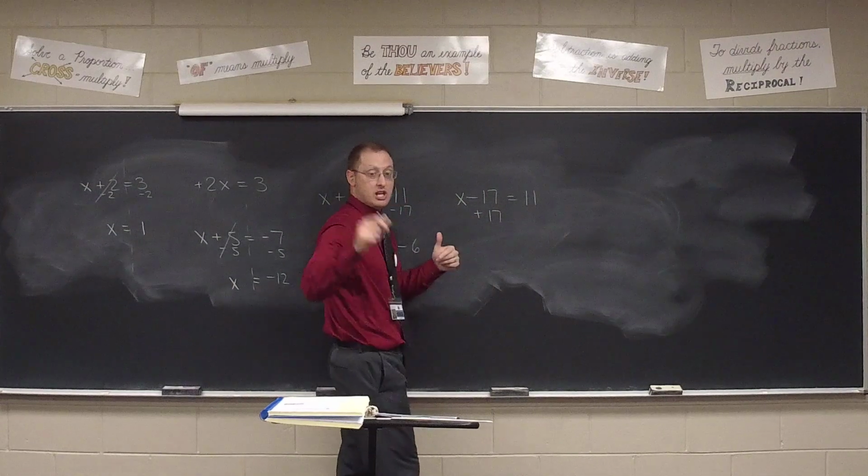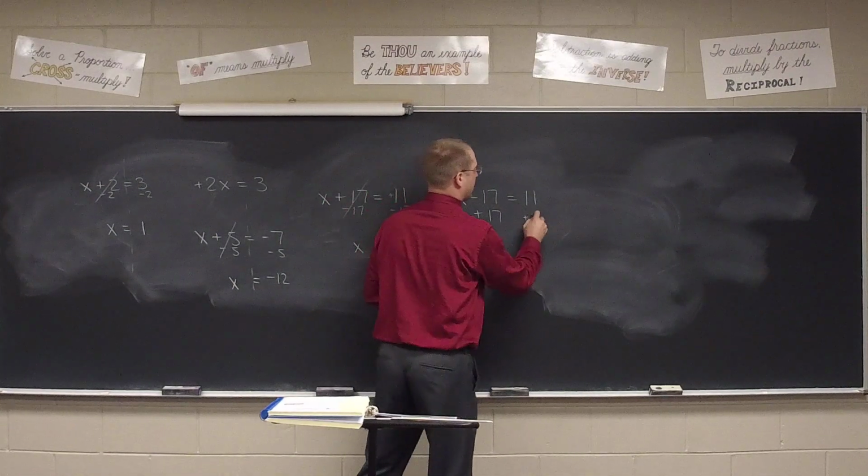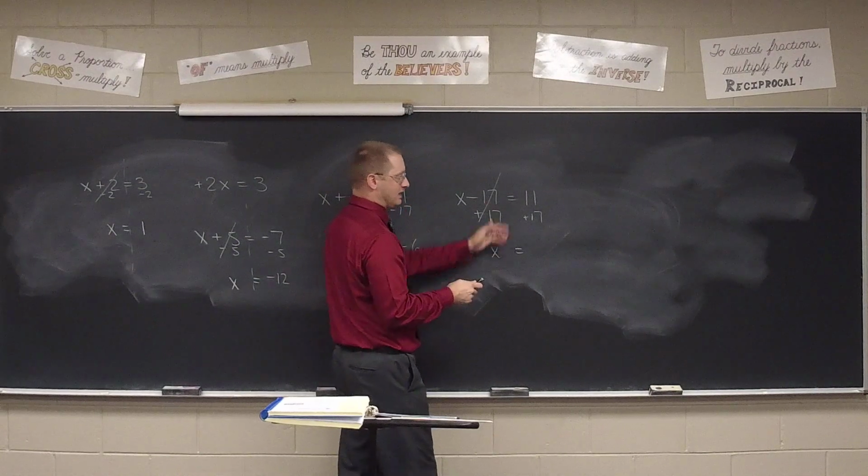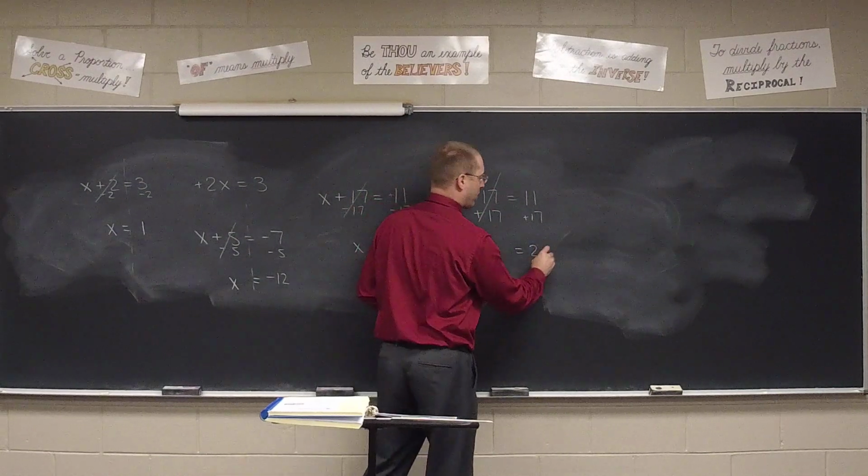Put a positive 17 on both sides. Here the inverses cancel, and just what I wanted. X is all by itself, and then here I get 28.